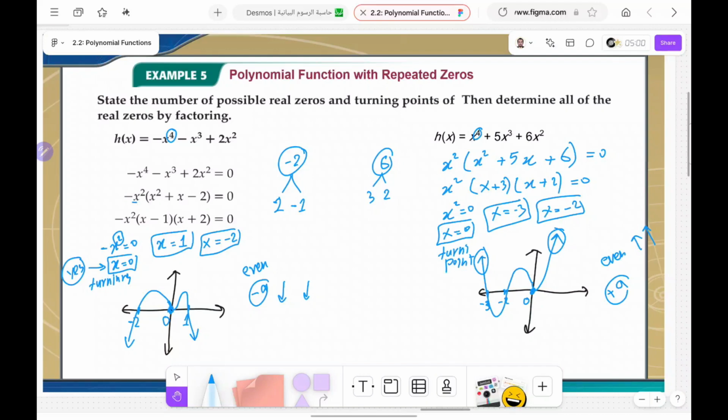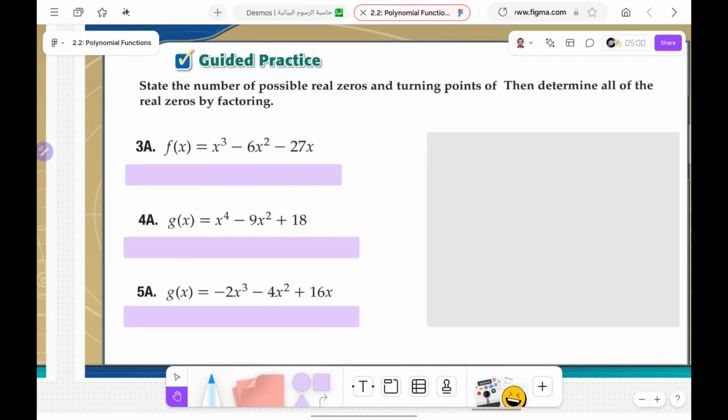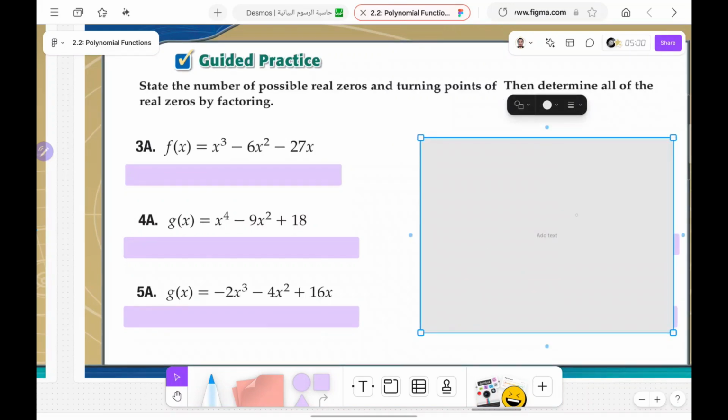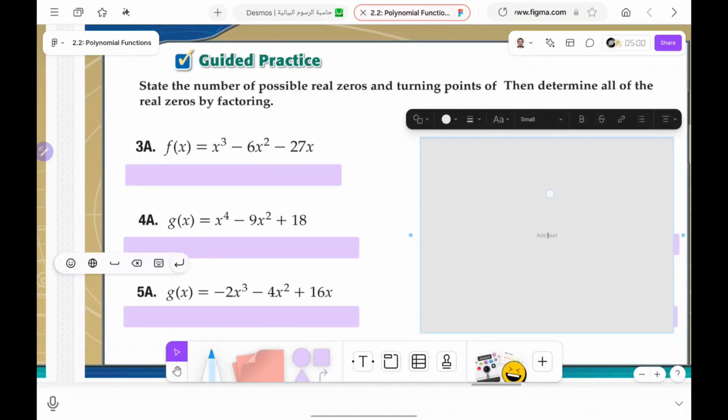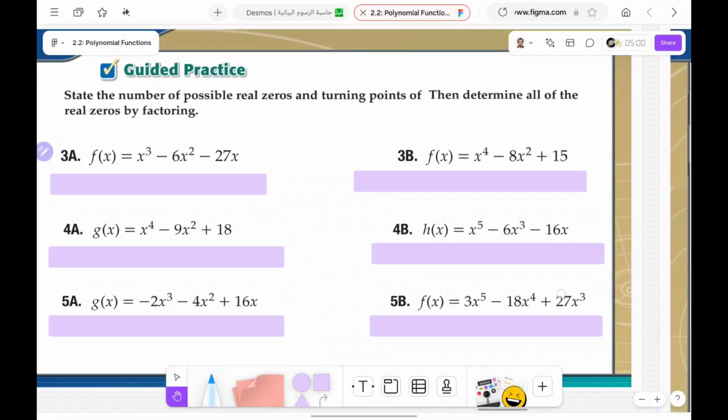This is what the whole lesson is talking about. Now it's your turn. Try to solve these questions by yourself, find the zeros, and do a small sketch. If you need more exercises to practice, here are also more questions to practice. If you need any help, please call me.